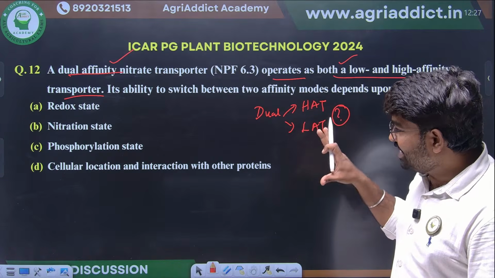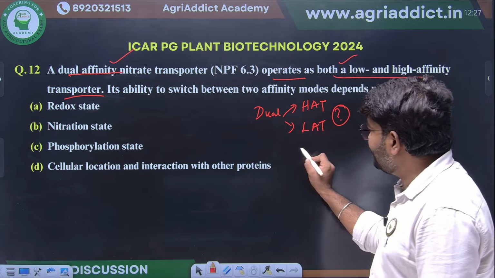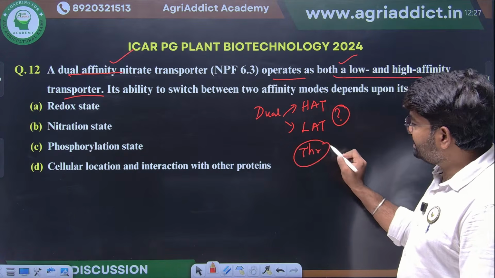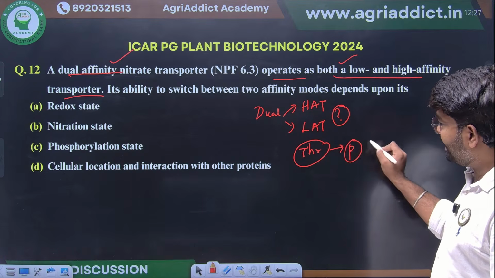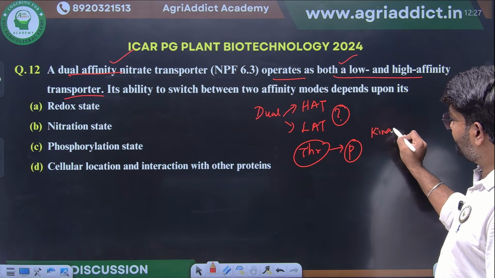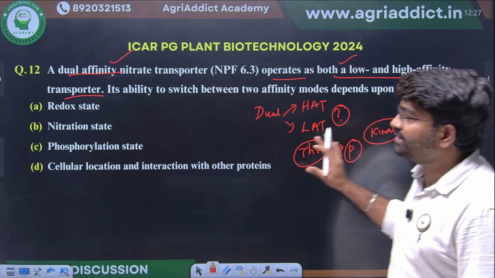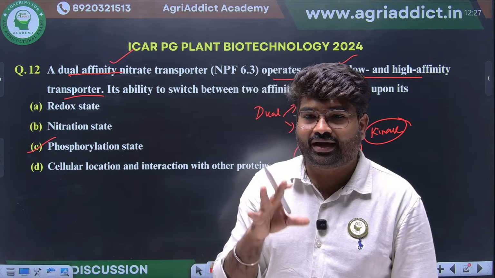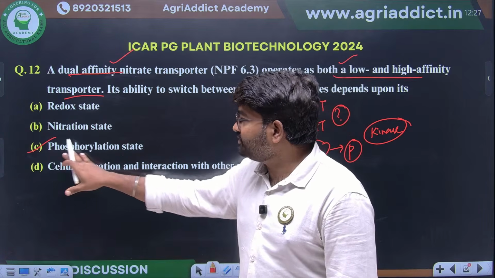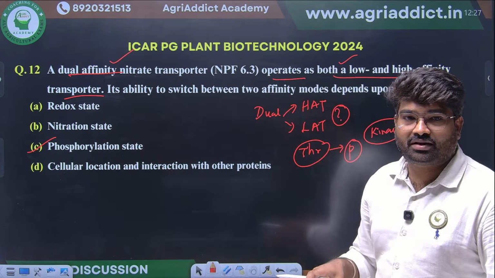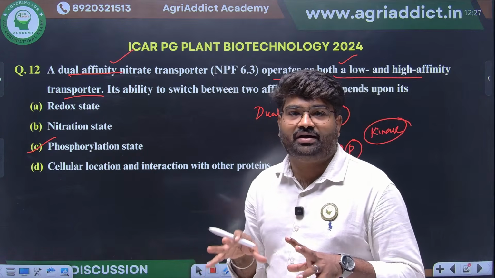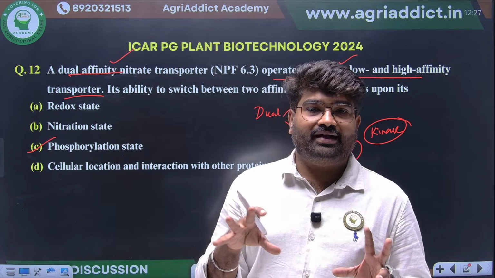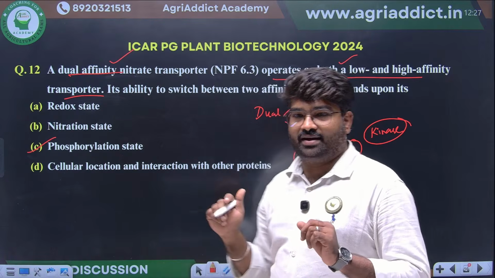There is a particular threonine residue. This will be phosphorylated by a kinase enzyme, and this will regulate the affinity of the transporter. I hope this is clear. So specific phosphorylation, that means the phosphorylation state, will regulate whether it is low affinity or high affinity.